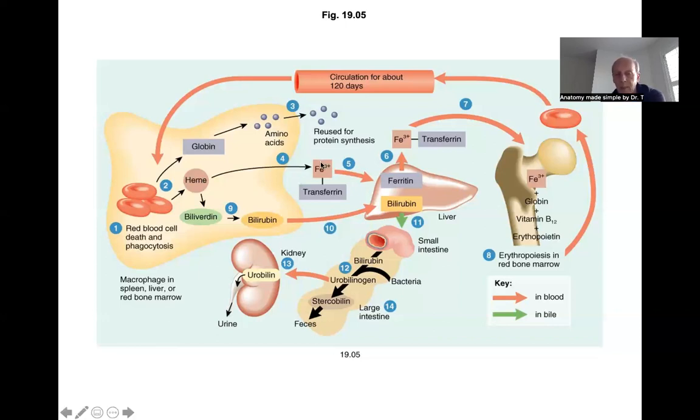But we came to this point where iron has been bonded to a molecule of transferrin, and from a tissue where the red blood cell was destroyed, ferritin brings iron back into the liver.